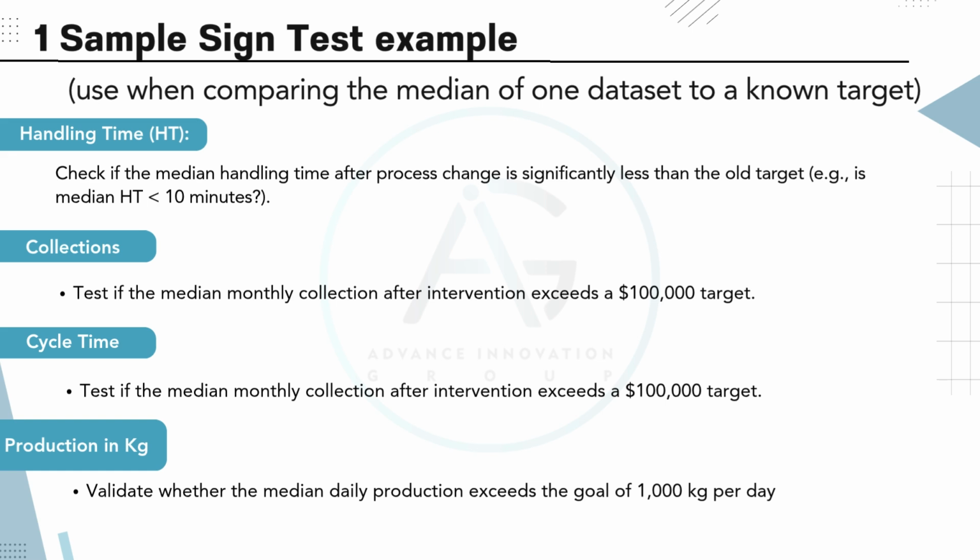Production in kg. Here, we want to validate whether the median daily production is greater than a specific target. Let's say 1,000 kilograms per day. If the data distribution is skewed or has outliers, the one-sample sign test becomes a better choice over a parametric test. The key message here is, use the one-sample sign test when you're testing against a known standard or target, especially when your data may not be normally distributed, or when only the direction of change matters.